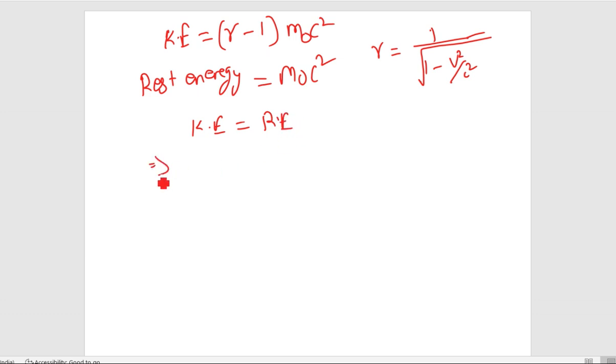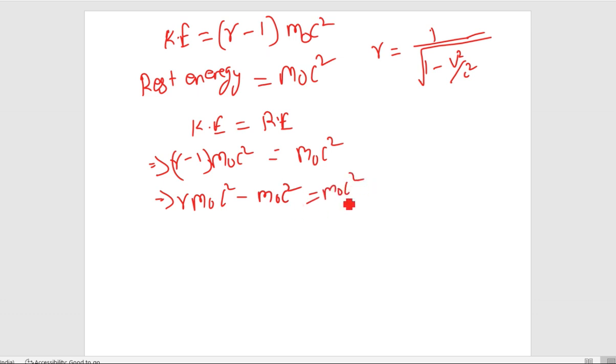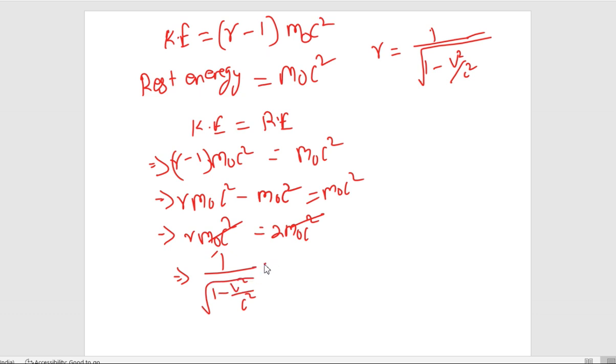So gamma minus 1 whole into m naught c square is equal to m naught c square. If I multiply, it becomes gamma into m naught c square minus m naught c square is equal to m naught c square. Taking this to the other side, gamma into m naught c square is equal to 2 into m naught c square. The m naught c square cancels on both sides. Putting the value of gamma, 1 by square root of 1 minus v square by c square is equal to 2.